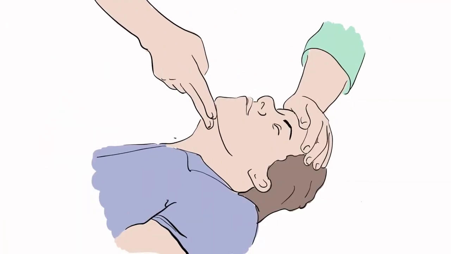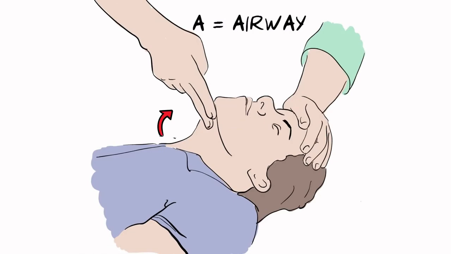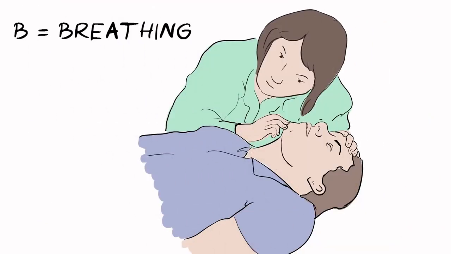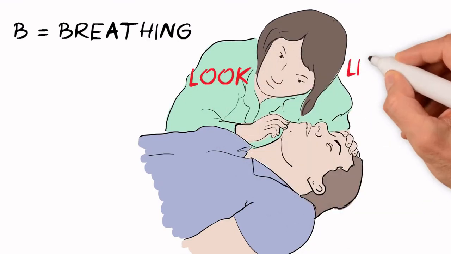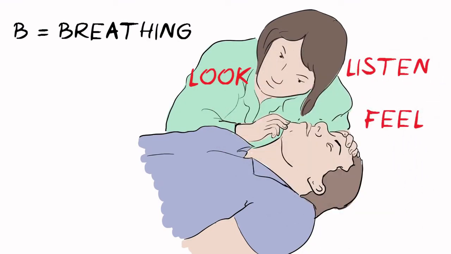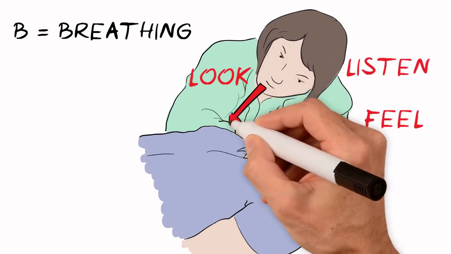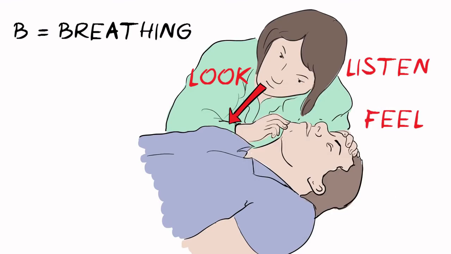A is for airway. Gently tilt the head back like this to open up the airway. B is for breathing. Look, listen, and feel for signs of normal breathing. Look for normal chest movements. Listen for normal breathing sounds. And try to feel their breath against your face. Do this for no more than 10 seconds.